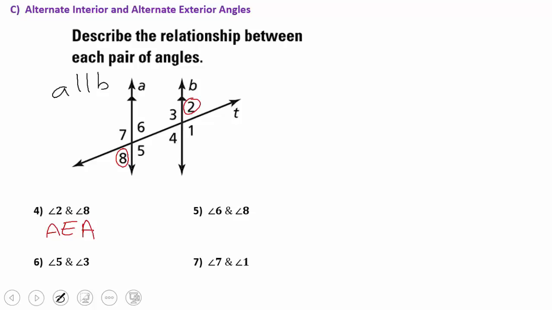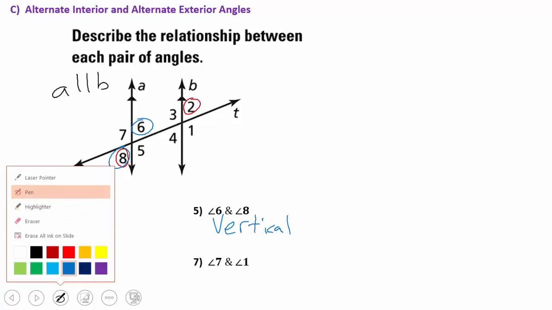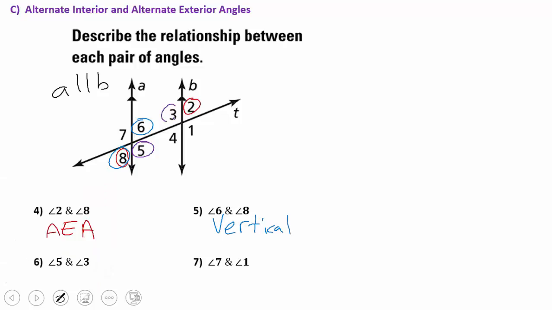Going on to number 5. Angle 6 and angle 8. Let me choose another color. Angle 6 and 8. So here's 6 and here's 8. Angle 6 and 8, well, those are opposite angles formed by two intersecting lines. So these are vertical. We have example 6, angle 5 and angle 3. Right here and right here. Those are on opposite sides of the transversal inside the parallel lines. And so those are alternate interior angles.